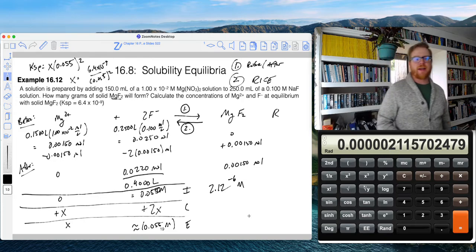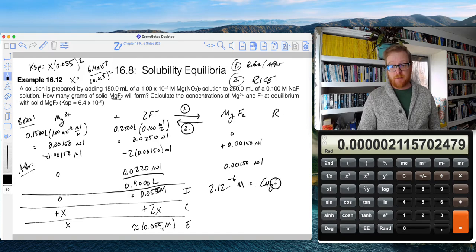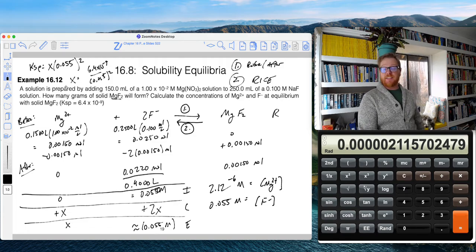And so what is all that going to mean? Well, calculate the concentrations of magnesium 2 plus and F minus at equilibrium. So there it is. That's my magnesium 2 plus at equilibrium. My fluoride, I already calculated, it's 0.055, and technically it's 0.055 plus 2X, but we know that that's going to be really, really small. So we know that my fluoride is just going to be 0.055 molar. Okay, and how many grams of magnesium fluoride will I have?